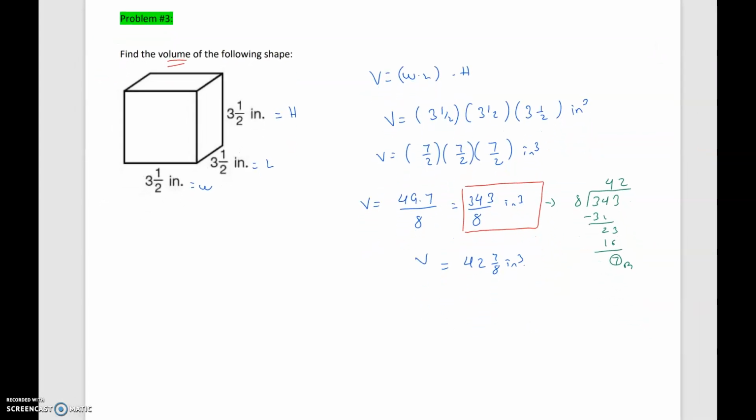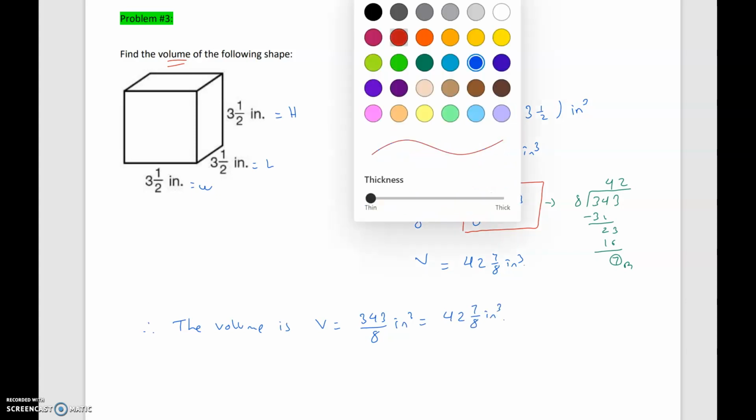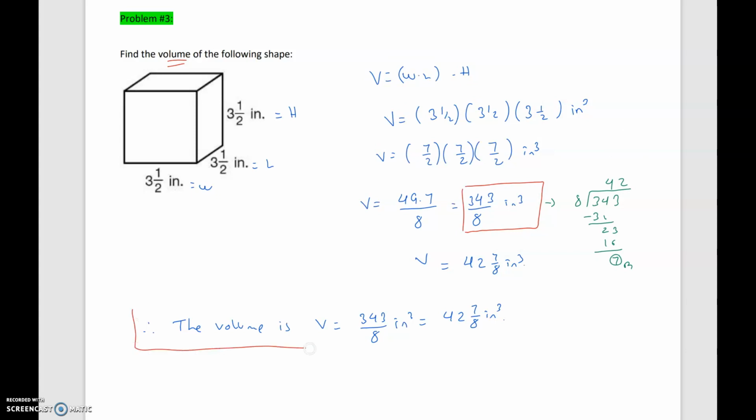So let me express it as a sentence. In this case, the volume is V is equal to 343/8 inches to the third power, which is also equal to 42.78 inches to the third power for our volume. That's it for this problem.